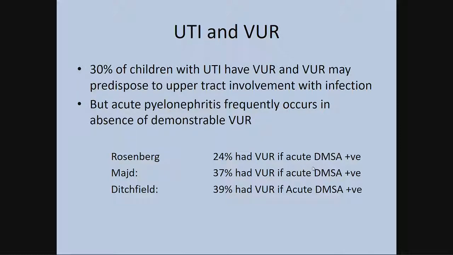Andrew Rosenberg from our hospital showed that in children who had a positive DMSA at the time of urinary tract infection, only 24% of them had reflux demonstrated on the cystogram. Masood Madj from Washington Children's Hospital found that 37% of these children had reflux, and Ditchfield from the Royal Children's Hospital in Melbourne had an incidence of 39%. So just because there's upper tract involvement with infection doesn't necessarily mean that reflux is present.